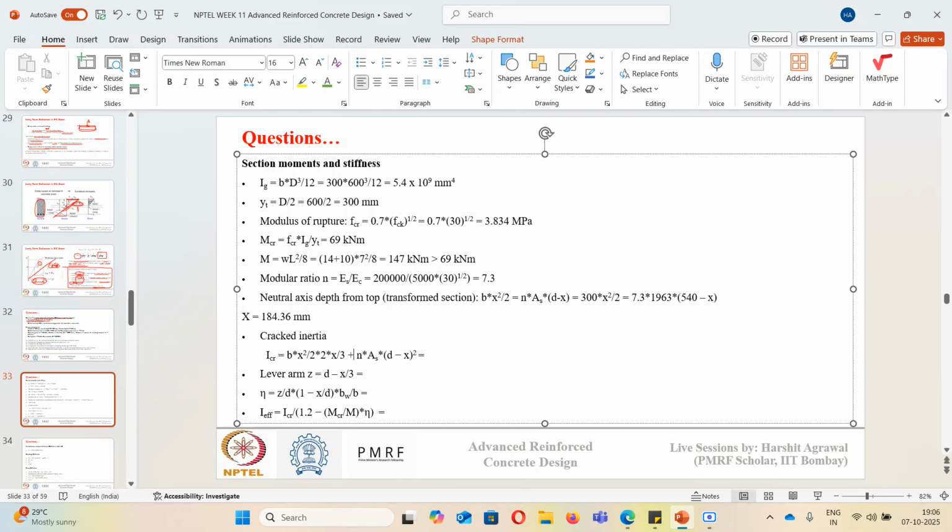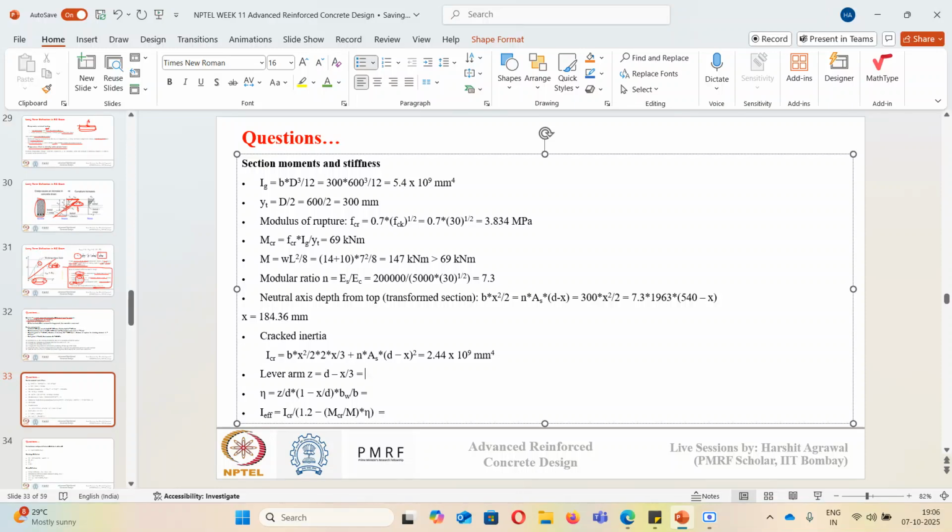So the formula comes out to be bx cubed by 3 plus n into As into (d minus x) squared. Okay, when you substitute all the values that we have calculated, x we know, b we know, As we know, n we know, and d we know, we get the cracked moment of inertia as 2.44 into 10 to the power 9 mm to the power 4. Okay, so this is my cracked moment of inertia.